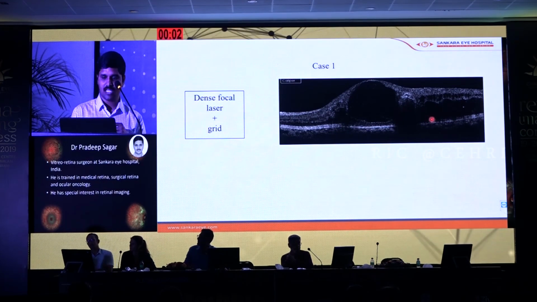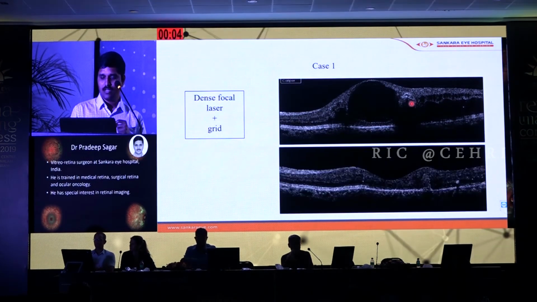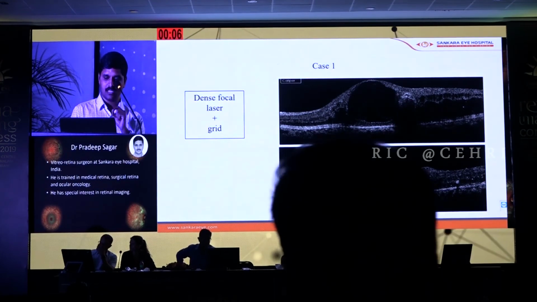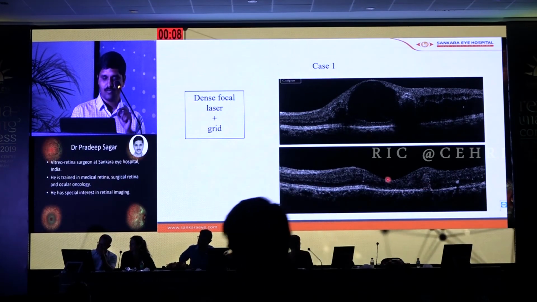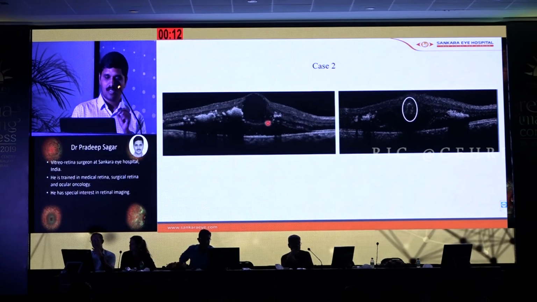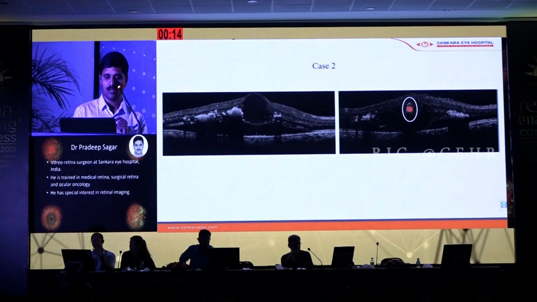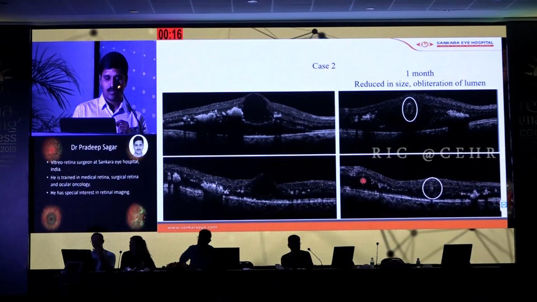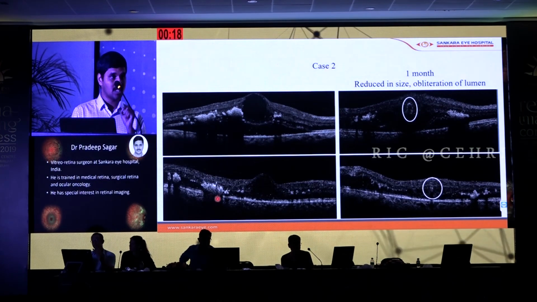For example, the first case in which I showed the shadow over here, after good focal laser, the obliterated lumen is seen with normalization of the foveal contour. And the second case, after laser to this macroaneurysm, what we could see was there was complete resolution of subretinal fluid, though there is an intraretinal fluid still present with near complete obliteration of the aneurysm.